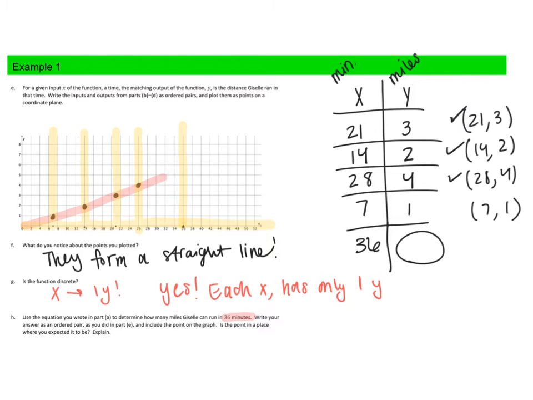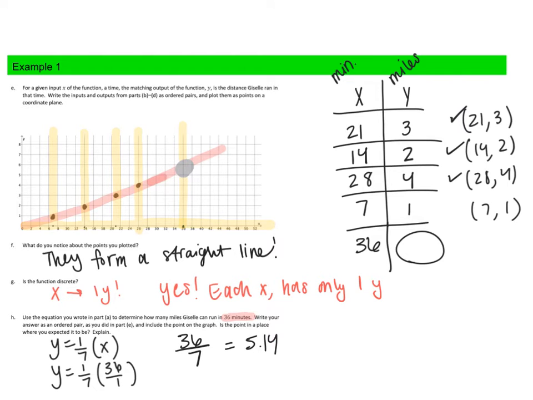All right. So if you were doing this one, I would say that I expect this point to land right around here, okay? And I'm going to do the math out to check it. Our equation is y equals 1/7 times x. In this case, our x is 36, so y equals 1/7 times 36 over 1. 1 times 36 is 36. 7 times 1 is 7. 36 over 7 is the same as 36 divided by 7. And when I do that, I get 5.142, and so on. So I would just round it off to 5.14.